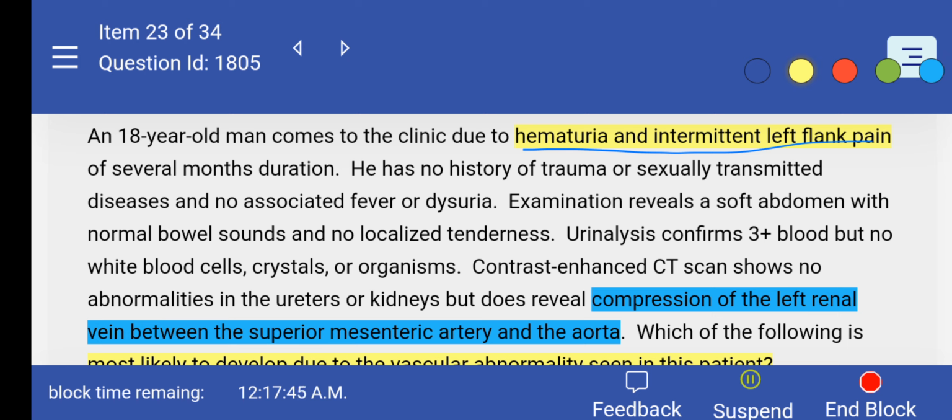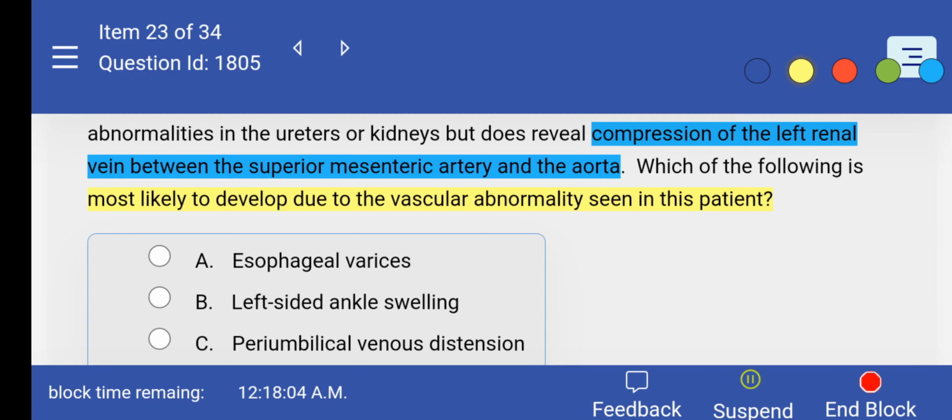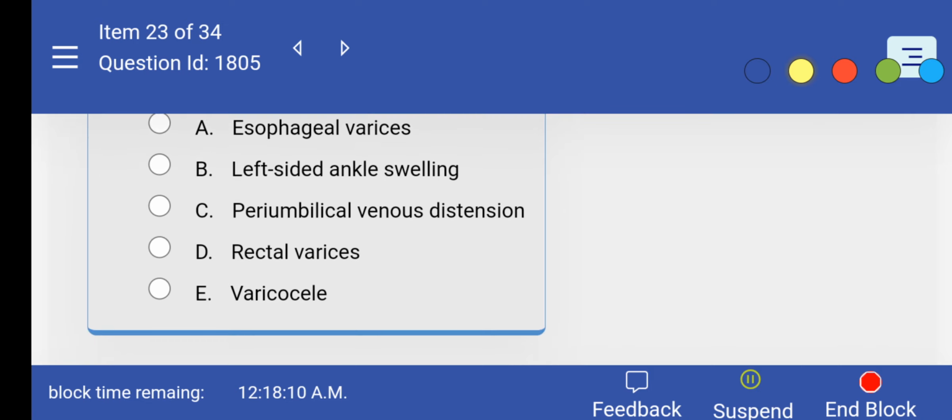Contrast enhanced CAT scan shows no abnormalities in the ureters or kidneys, but does reveal compression of the left renal vein between the superior mesenteric artery and the aorta. Which of the following is most likely to develop due to the vascular abnormality seen in this patient? Option A, esophageal varices. Option B, left-sided ankle swelling, periumbilical venous distension, rectal varices, then varicocele.